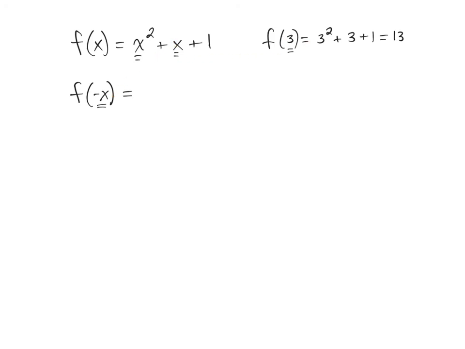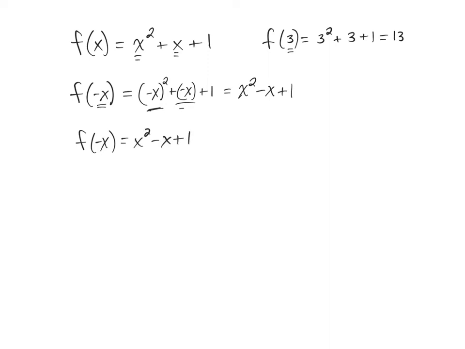So let's take a look at that. We're going to take the opposite of x and square it, and add the opposite of x, and then add 1. And now we simplify. When you square the opposite of x, you're going to get x squared, because we've got 2 negative signs. This guy is just going to become minus x, and then the plus 1 is unchanged. So f of the opposite of x is x squared minus x plus 1.